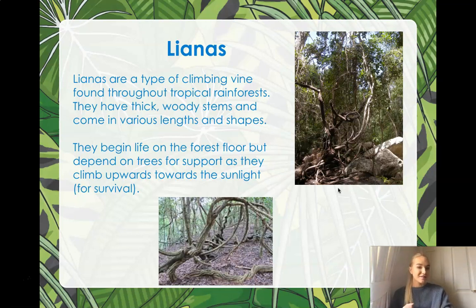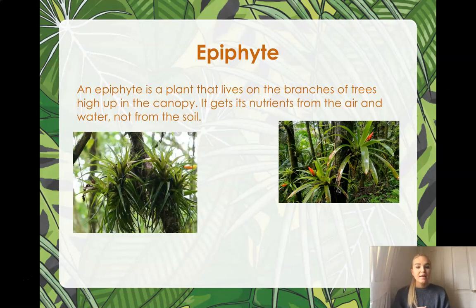Another way that plants have adapted to rainforest light is some of the plants have epiphytes on them. Now this epiphyte is a plant that lives on the branches of the trees, especially high up in the canopy. And they look a bit like this or this. So you can see the tree and then you can see the epiphytes on the side of them. And they grow really high up in the canopy because they get their nutrients. They can survive from the air and from the water, from the rain.